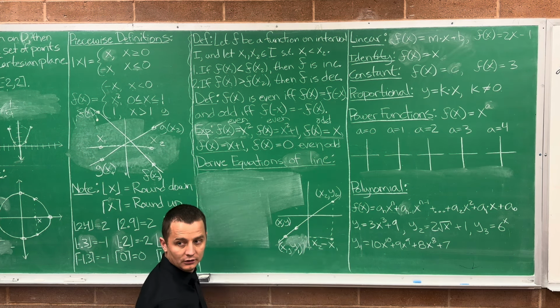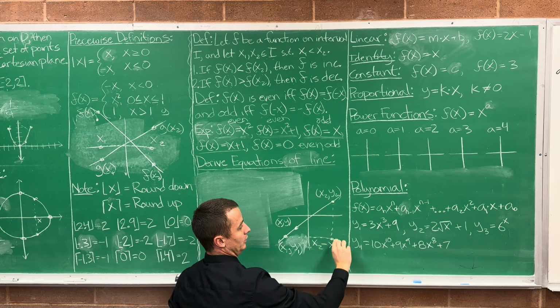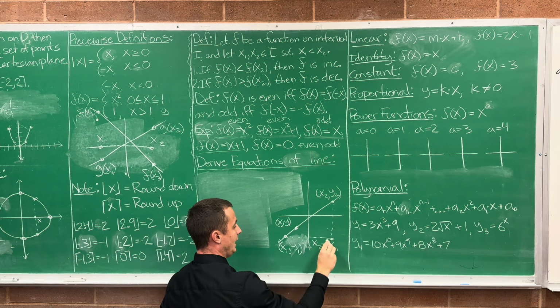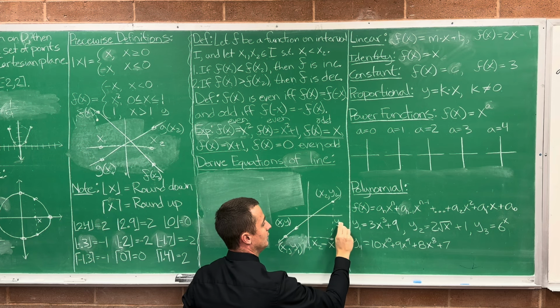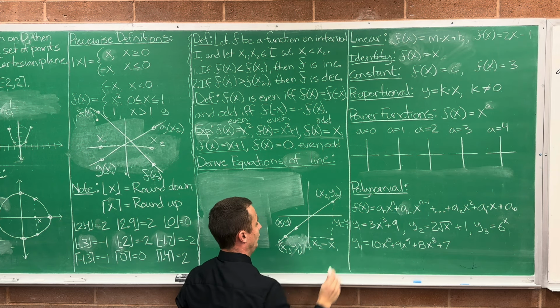And what is the height of our triangle? y2 minus y1. You with me? Yeah. y2 minus y1.